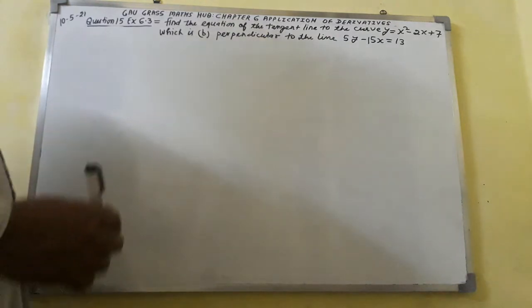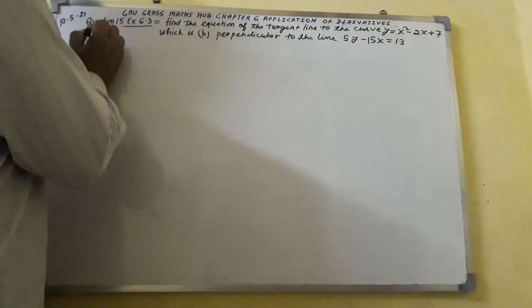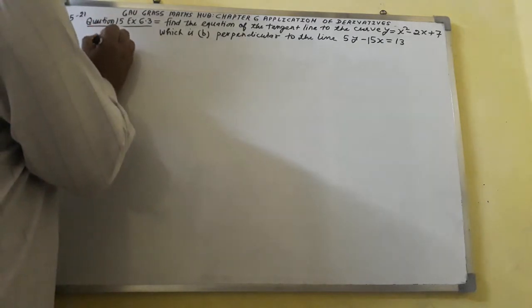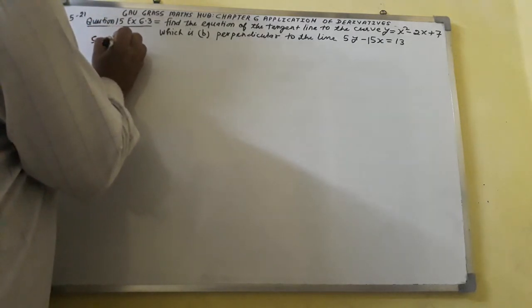The question is, find the equation of the tangent line to the curve y equal to x square minus 2x plus 7, which is perpendicular to the line 5y minus 15x equal to 13. This is the question about which I am going to discuss here. Here I shall write the solution.